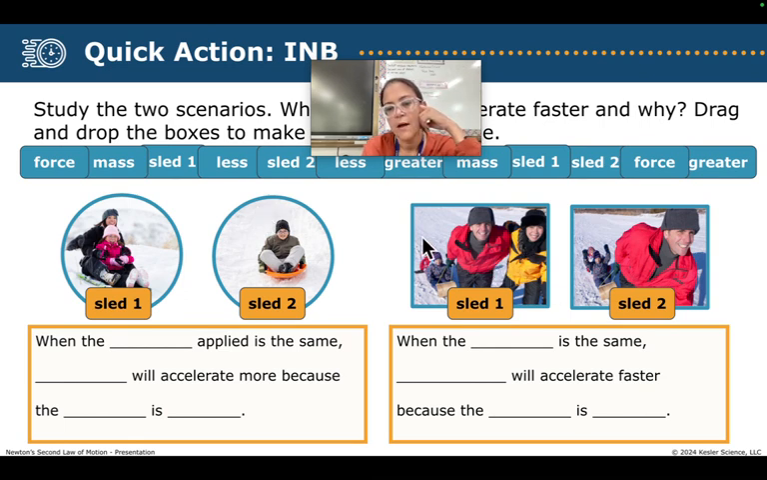So here, both of these sleds have 2 people on them. But this one, we have 2 people pulling it. And on this one, we only have 1 person pulling it. So here we have the same amount of mass, but we have different amounts of force. So sled 1 is going to accelerate faster because it has twice as much force pulling on it. So it has the same amount of mass, but more force pulling it, so they're going to go faster because they have 2 people pulling.